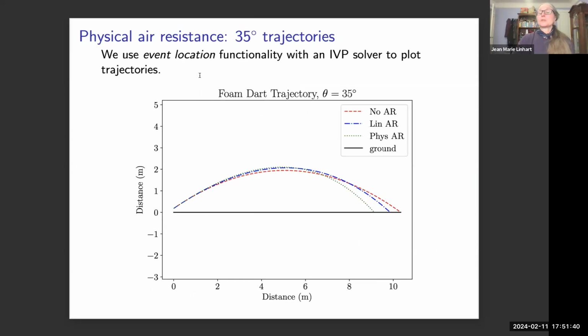We can use event location functionality with an initial value solver to plot trajectories. And you'll note that without air resistance, our dart travels the furthest. With linear air resistance, that pulls it in. And then with this velocity squared term air resistance, we pull the trajectory in quite a bit. And of course, we go a little bit higher because our initial velocity is, of course, higher.